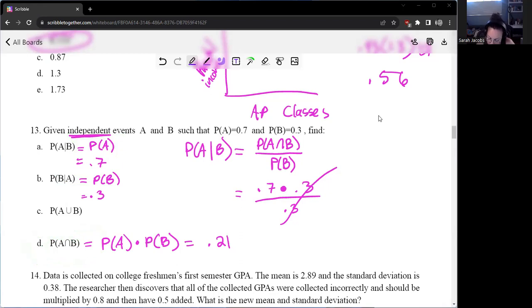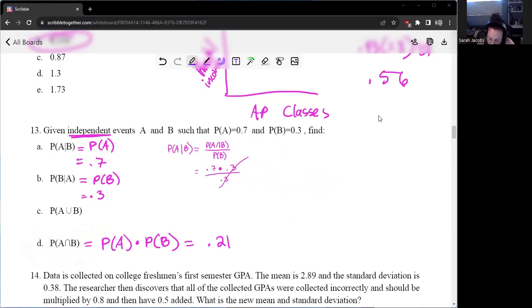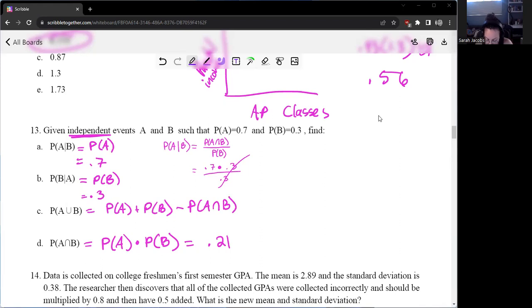So for C, this is one of the formulas you will actually get on your formula sheet. And the formula for A or B is the probability of A plus the probability of B minus the probability of A and B. Because the probability of A and the probability of B each contain some overlap, right? If they're not mutually exclusive events, they each contain some overlap. So they each contain the same overlap. We're going to subtract that out once, so we're not double counting it.